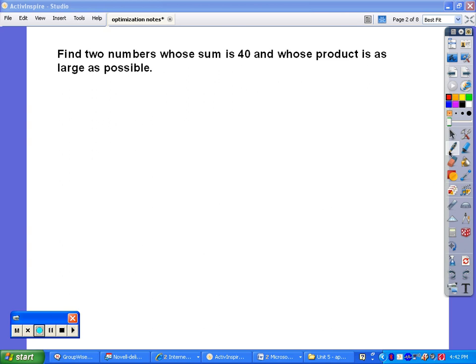So step 1, if you read the steps before, is understand the problem: read the problem carefully, and identify the information you need to solve the problem and what you have been given. We've been given that the sum is 40 and that the product needs to be as large as possible. So we know that the sum is equal to 40.